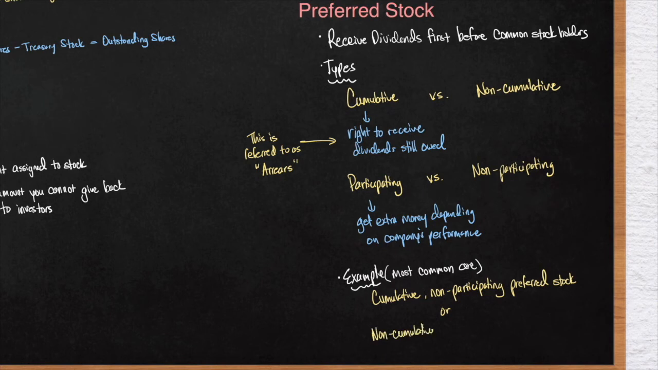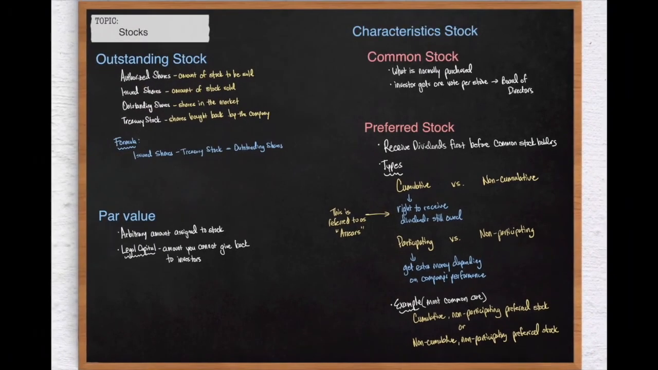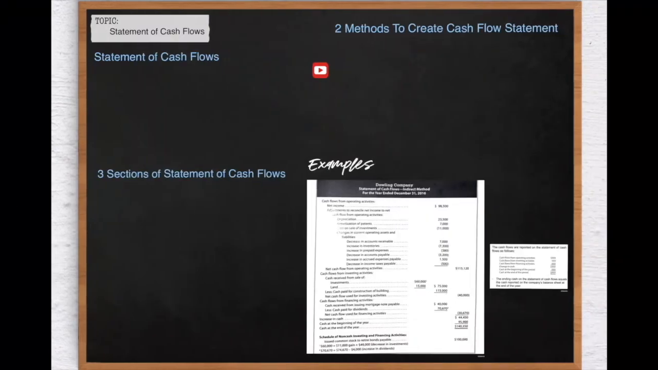Or a non-cumulative, non-participating preferred stock. And those are your types of preferred stocks. Yes, there could be participating as well. So you have different combinations depending on the corporation issuing the preferred stock. When you go to view the separate videos, please check out the distribution of dividends between the preferred stock and common stock shareholders. The next topic we're going to go over is the statement of cash flows.